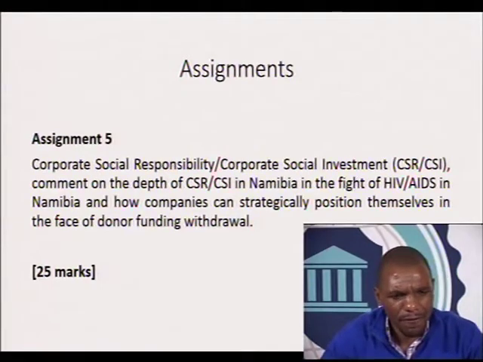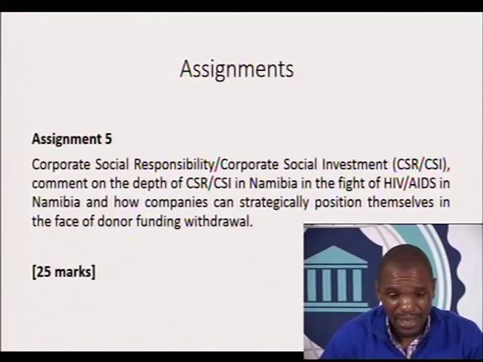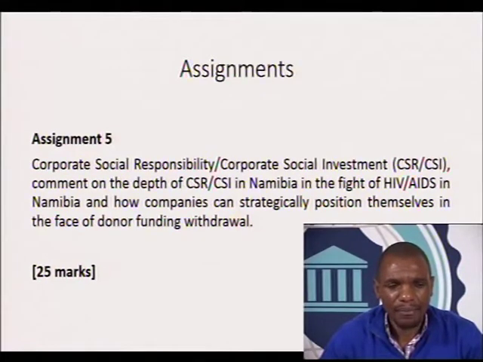Assignment 5, corporate social responsibility, or what other people call corporate social investment, comment on the depth of this concept in Namibia in the fight against HIV and AIDS. You realize that all companies are mandated to plow back at least around 1% of their profits before tax towards corporate social responsibility or corporate social investment.